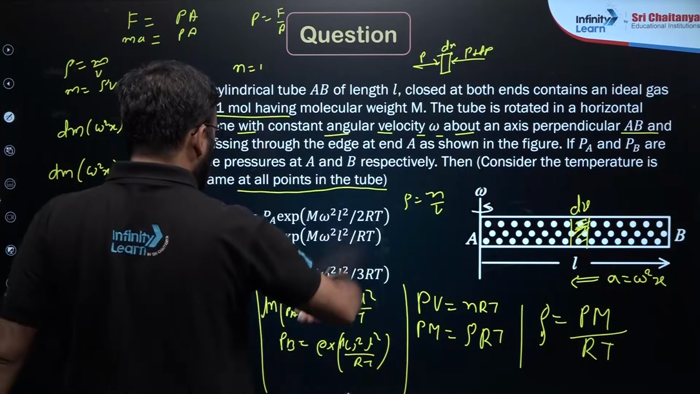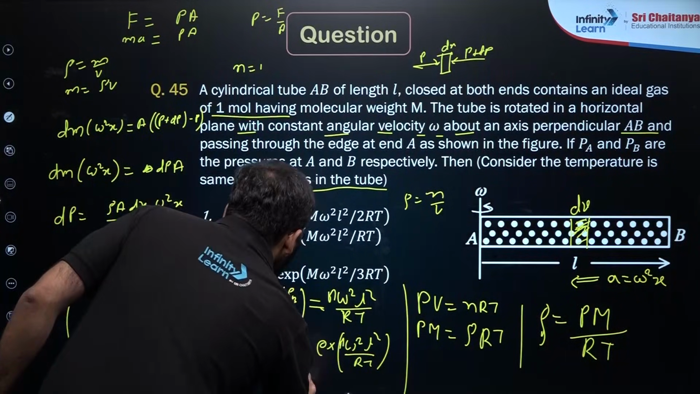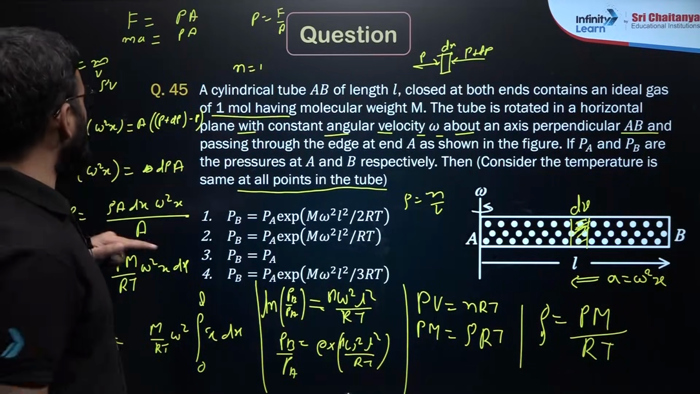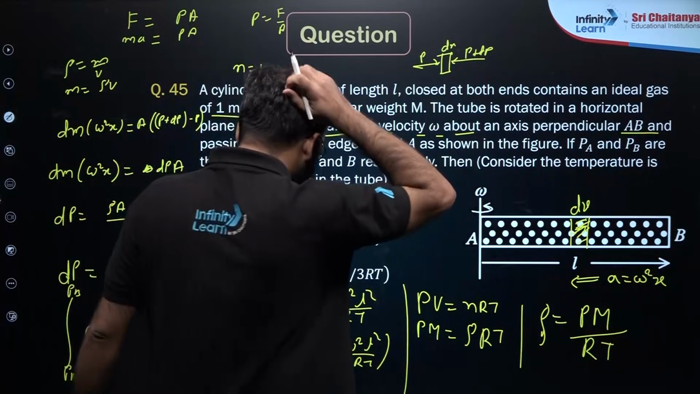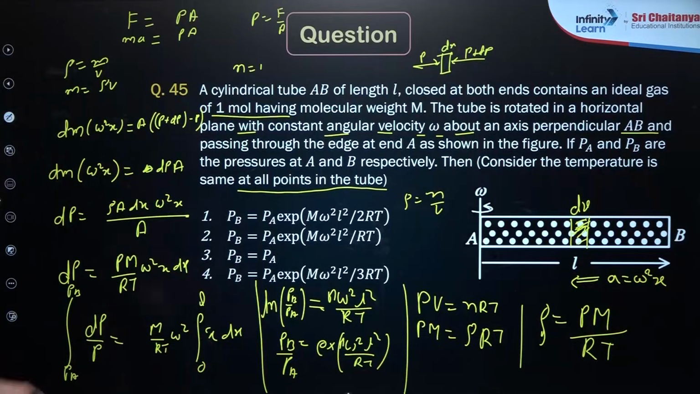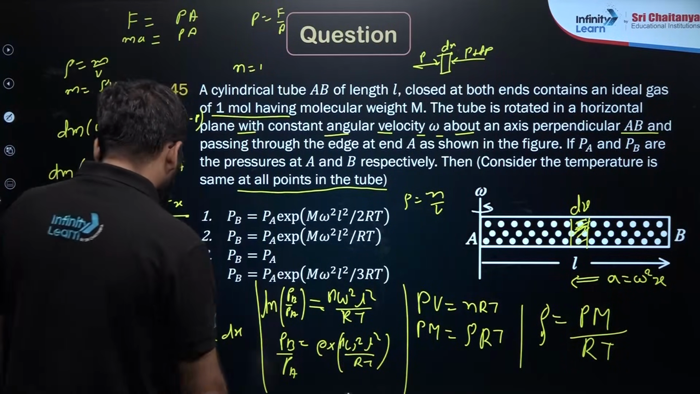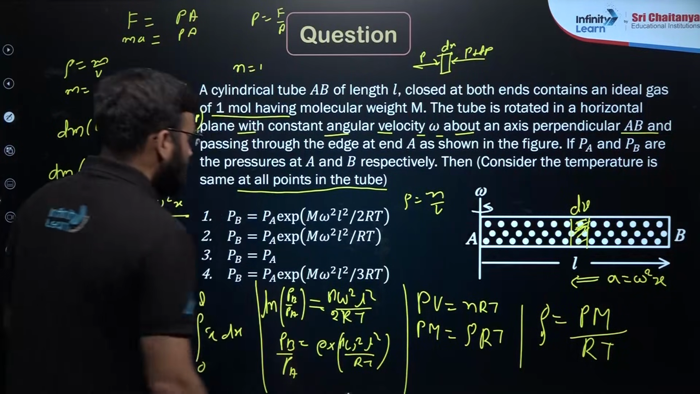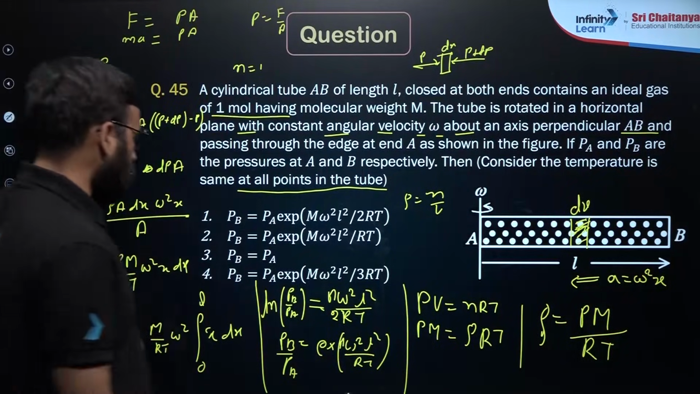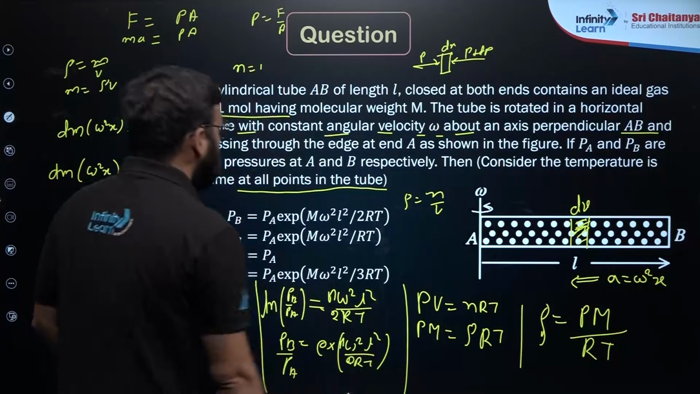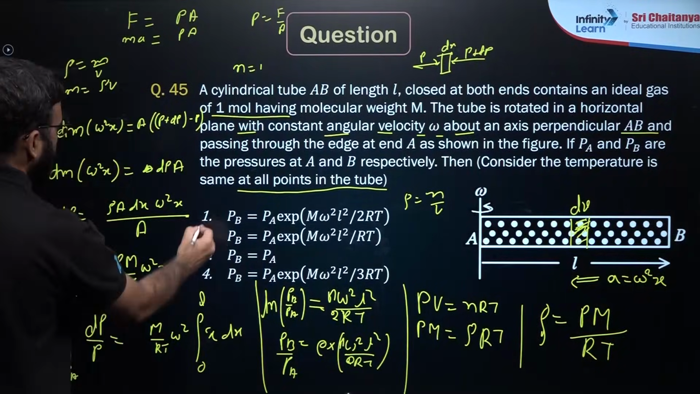So PB upon PA, where the pressure at A is P. My final answer: PB equals PA into exponential of M omega square L square upon 2RT. Beta, the factor 2 also comes, because the integration of x is x square by 2. So option 1 is the correct answer.